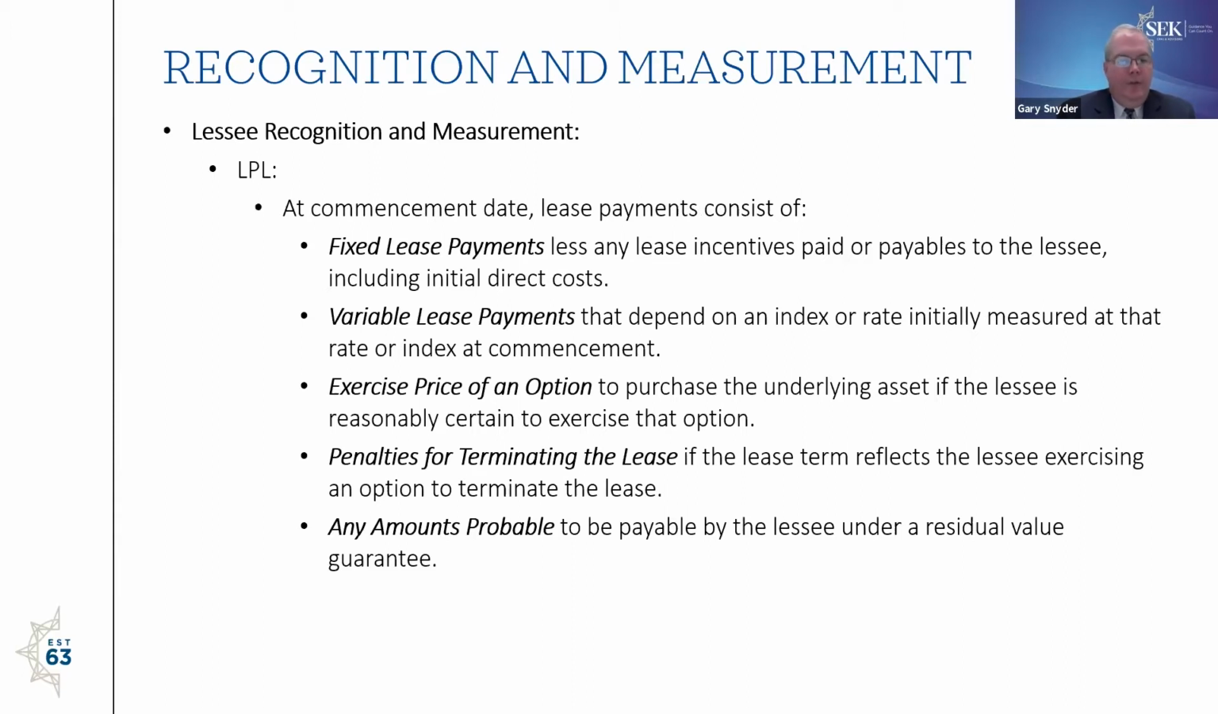And you're going to have, there's bullet points here of the items. You're going to have fixed lease payments, any variable lease payments, any exercise price options to purchase the underlying asset if the lessee is reasonably certain to exercise that option, penalties for terminating the lease if the lease term reflects the lessee exercising an option to terminate that lease, and then any other amounts probable to be payable by the lessee under a residual value guarantee.